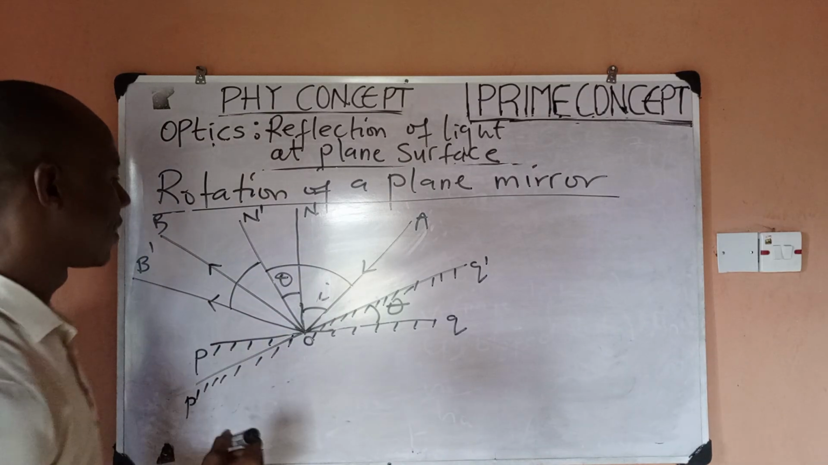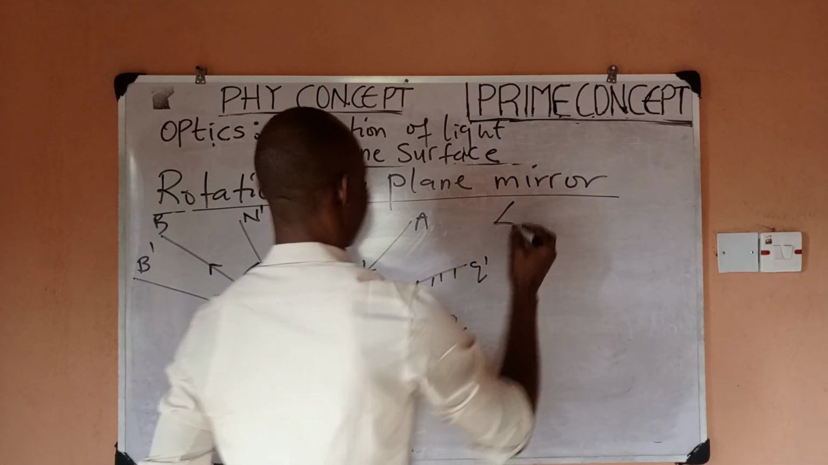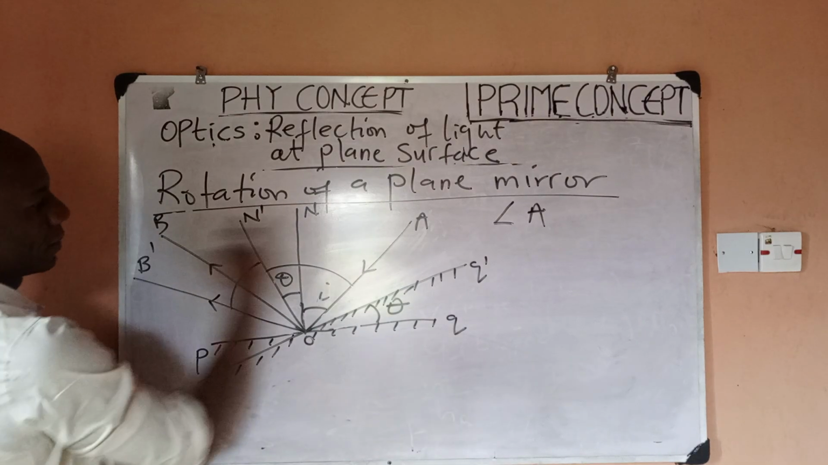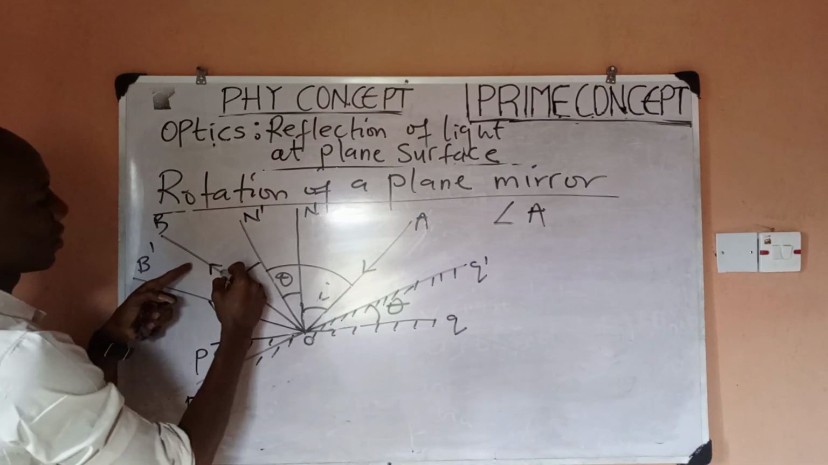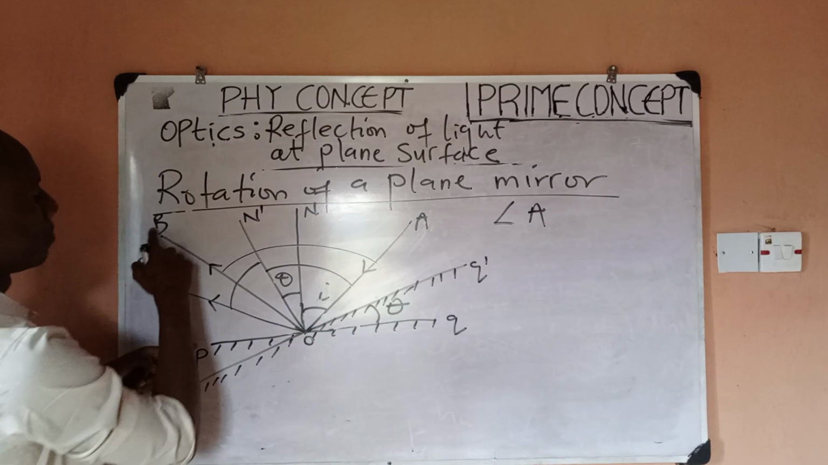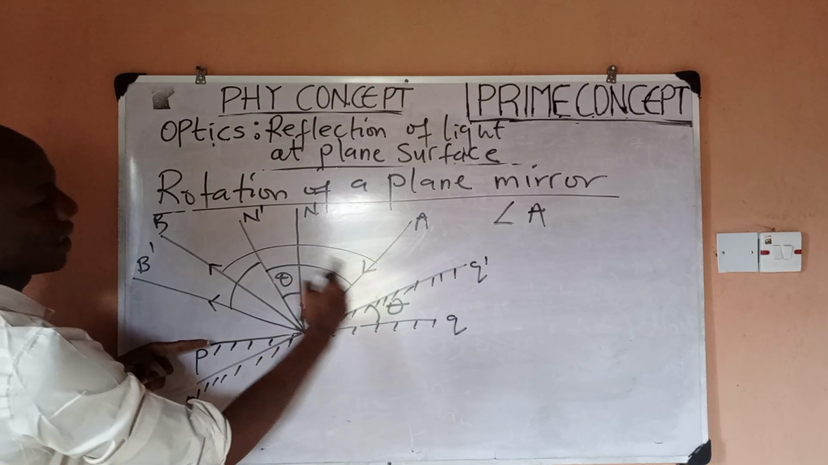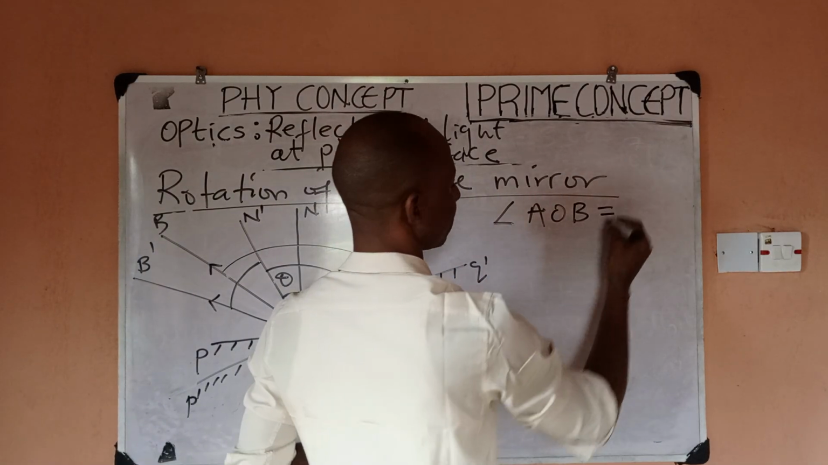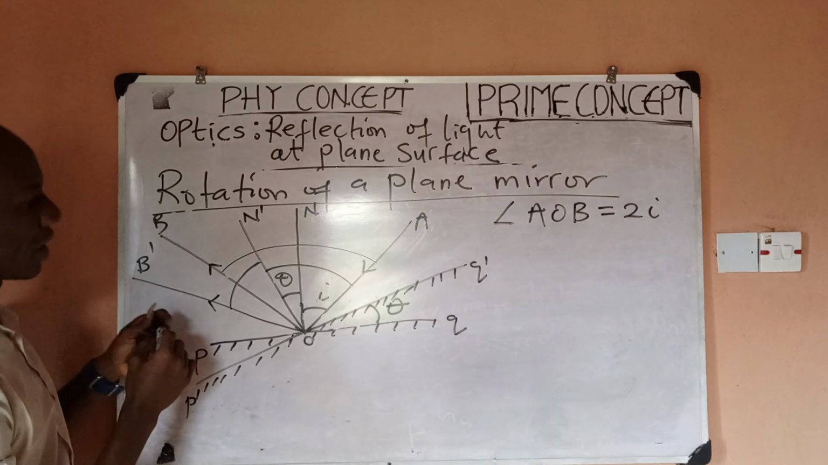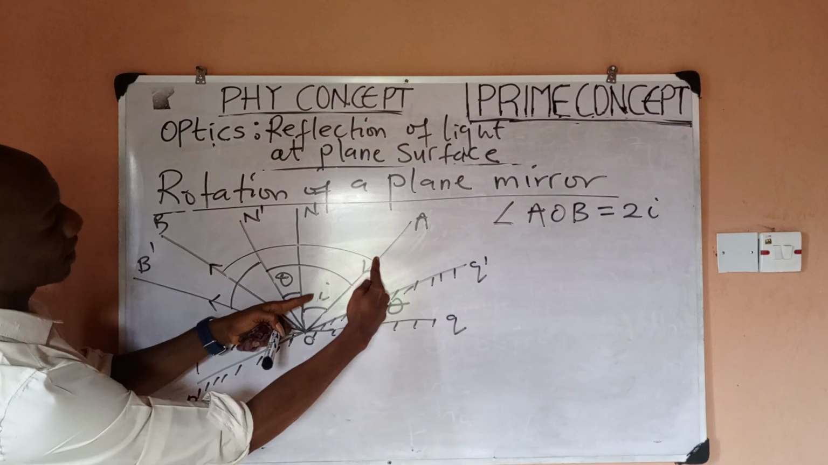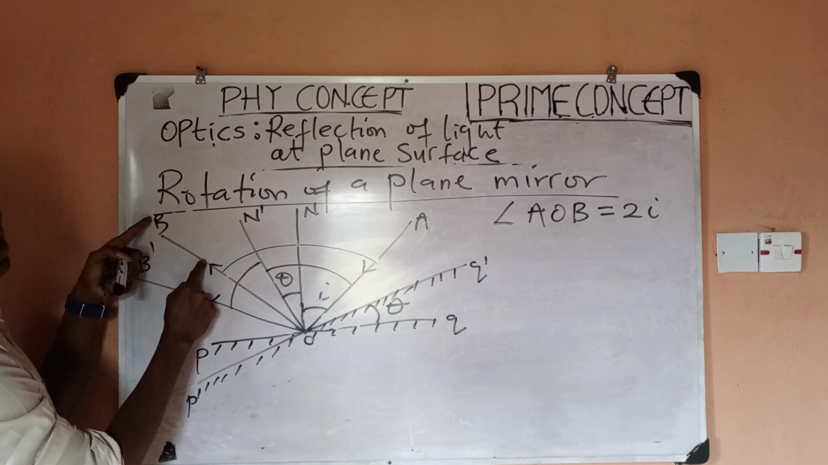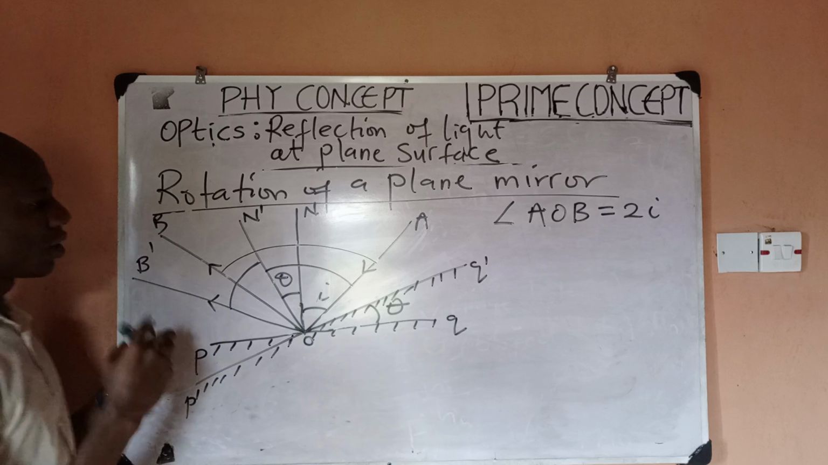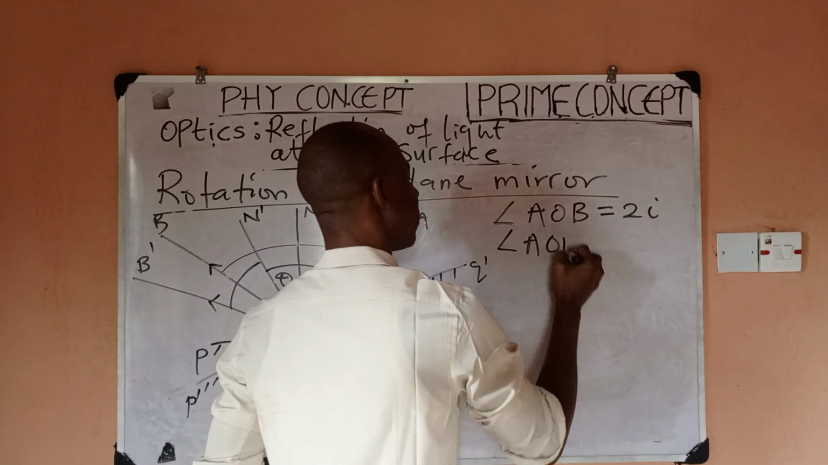Now let's consider angle AOB, this whole angle. What is it going to be? Of course, it's going to be I plus I, which is 2I. So angle AOB is 2I. Watch it very carefully: from here to here is I, and from the normal to the initial reflected ray is also I. So this total angle is 2I.